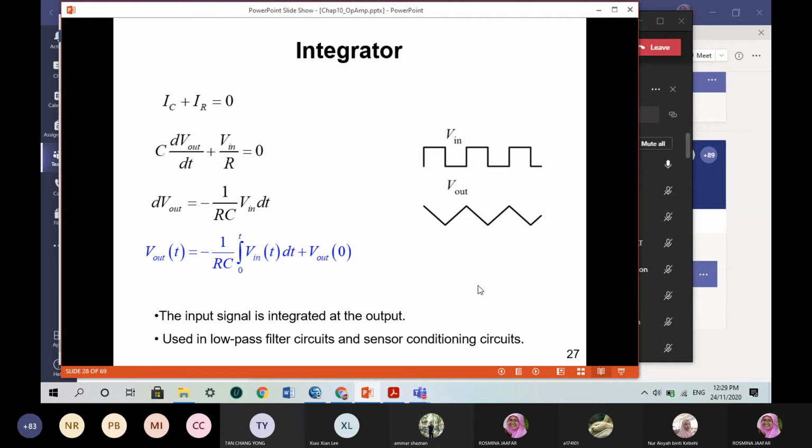For the differentiator, you have input of triangular waveform, the output will be in the rectangular waveform. The differentiator is always opposite to the integrator. So the differentiator is opposite to integrator, integrator opposite to differentiator.